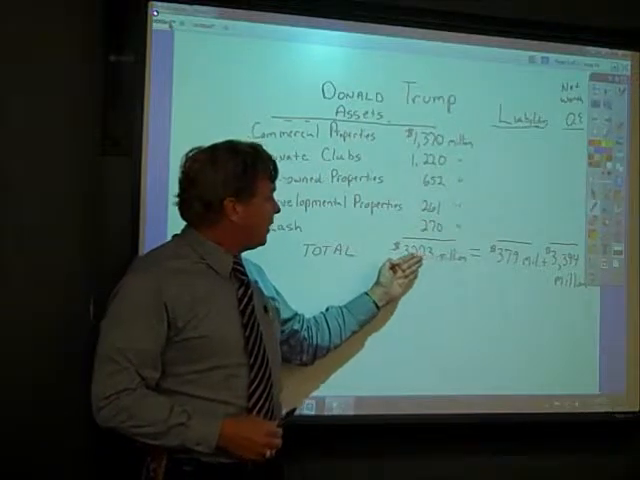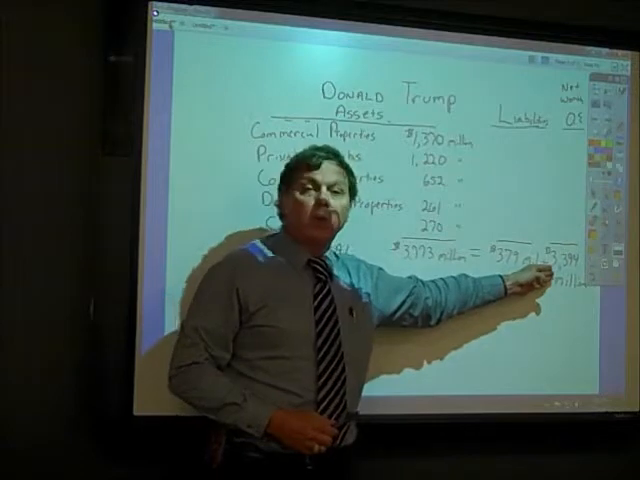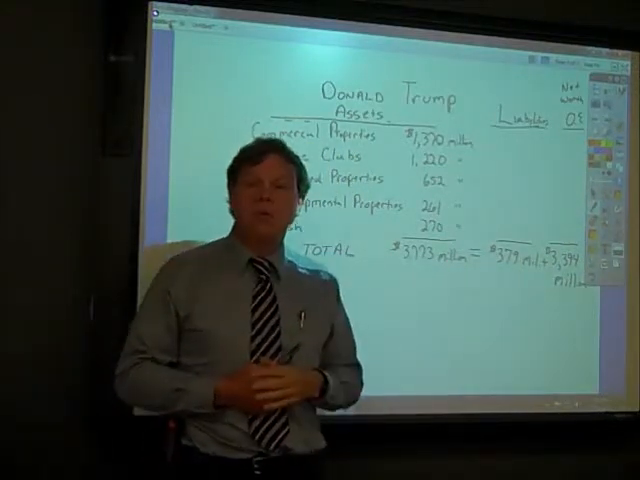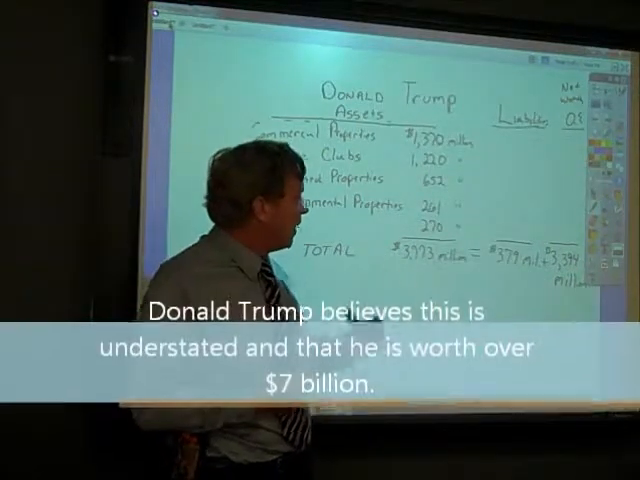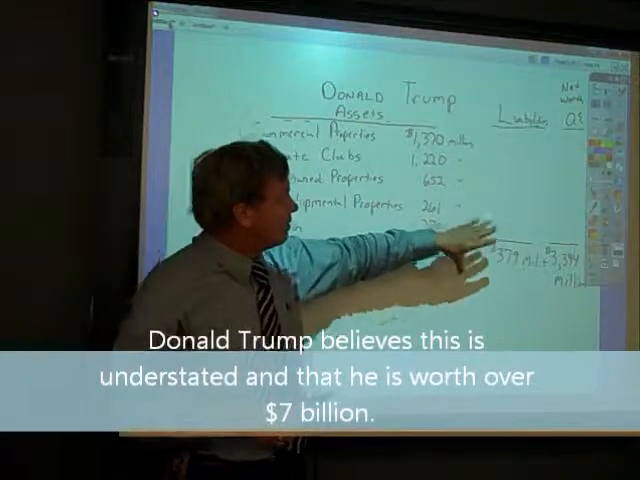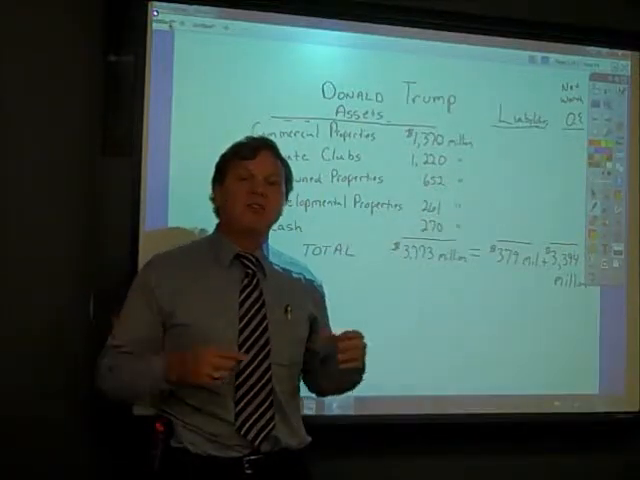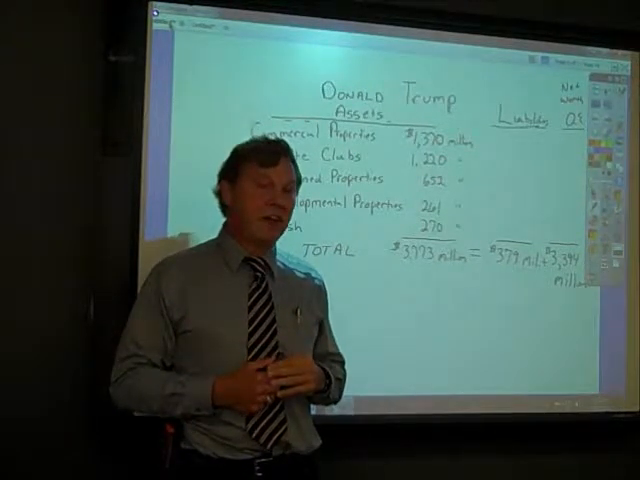So the difference between his assets and the liabilities is what we call net worth. So when you hear that Donald Trump is worth $3.3 billion, this is how they would calculate that, taking the assets minus the liabilities, and that's net worth. For a business, we call that the owner's equity. Or for a corporation, we would call that stockholders' equity.